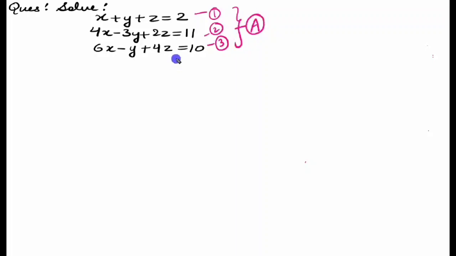Before proceeding here, our first task will be to convert this system of linear equations into a matrix equation. For that we will need 3 matrices, matrix A, matrix X and matrix B. We will be forming these 3 matrices so that we can reduce the system of linear equations to a matrix equation. So first we will form the coefficient matrix A.